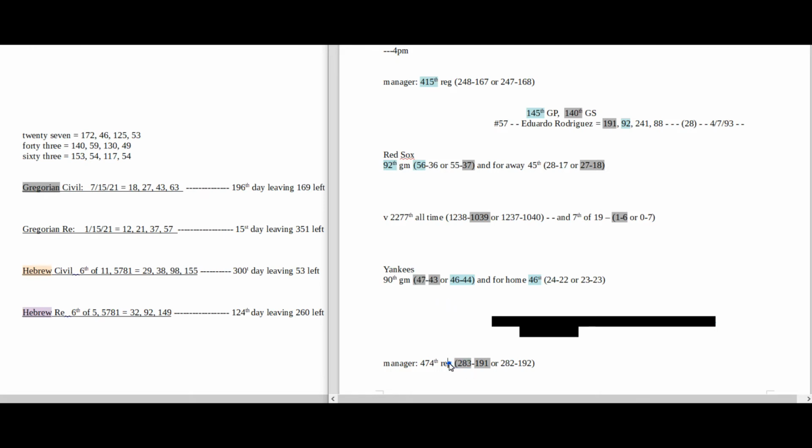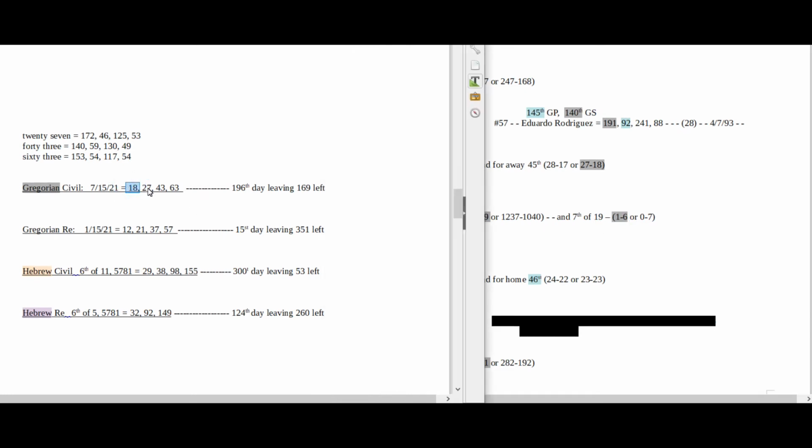The reason why I have this marked is because if the Red Sox lose, they would become 6-1 head-to-head against the Yankees for this season, like 61. 283, the 61st prime number. 61 is the 18th prime, and today has 18, 43, and it's the 15th.